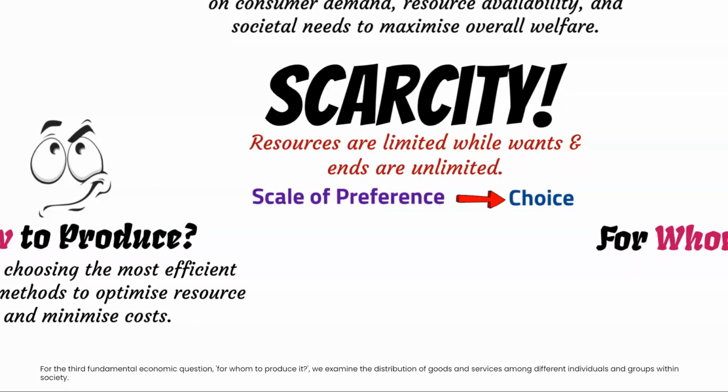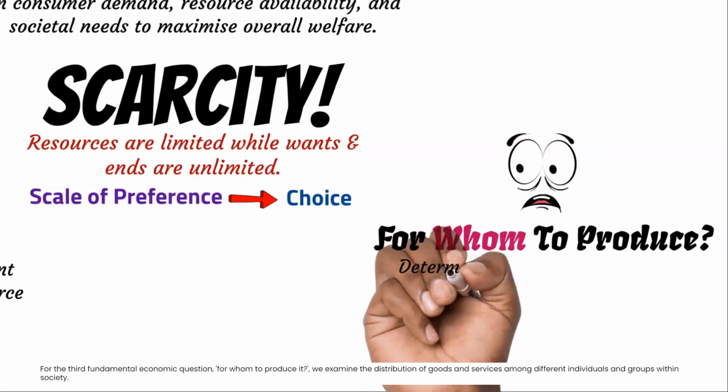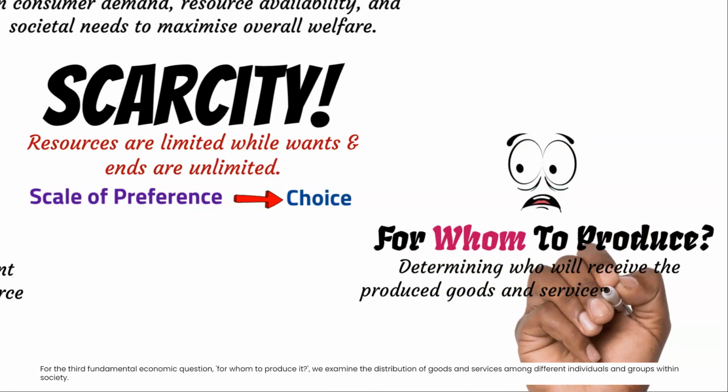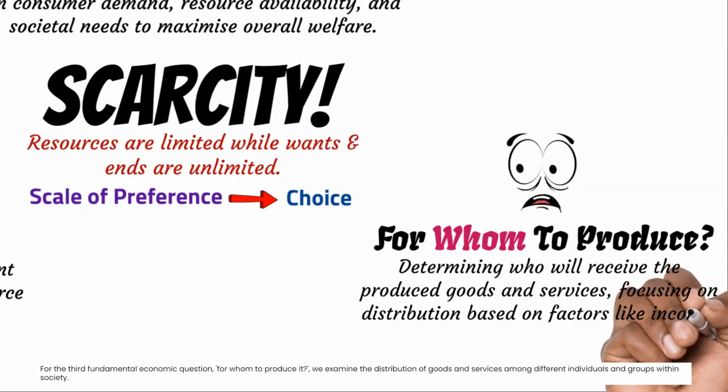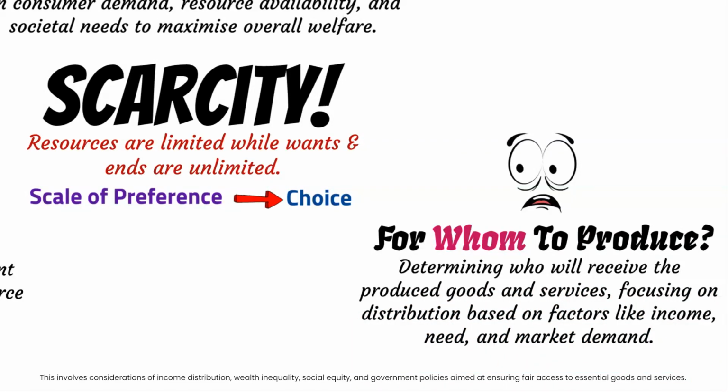For the third fundamental economic question, for whom to produce it, we examine the distribution of goods and services among different individuals and groups within society. This involves considerations of income distribution, wealth inequality, social equity, and government policies aimed at ensuring fair access to essential goods and services. Addressing this question is crucial for achieving social cohesion and economic stability. It determines how the benefits of production and the national income generated are distributed among different segments of the population. By understanding and managing these dynamics, economies strive to achieve a balance between efficiency and equity, promoting inclusive growth and sustainable development.